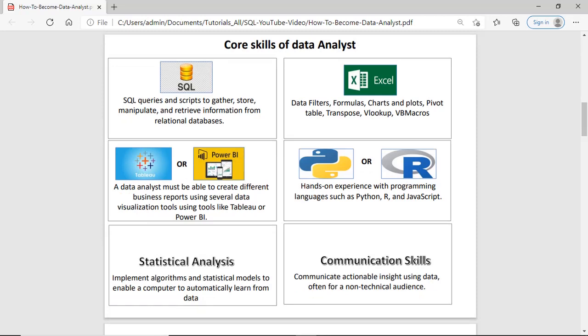Next is statistical analysis. Again, it's not a must, but if you have knowledge of this, then definitely it will be very, very useful for you in your career. And finally, communication skill. That is a must. Because after getting the reports, it is the job of the data analyst to present the reports in such a way that technical or non-technical persons should be able to understand them. Sometimes it is called storytelling or convincing power skill.